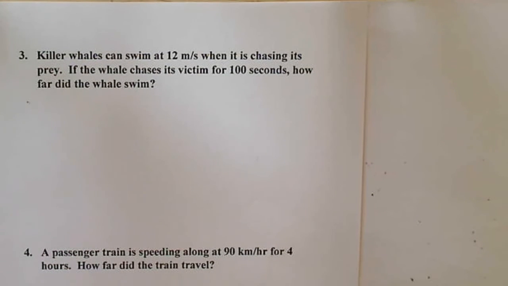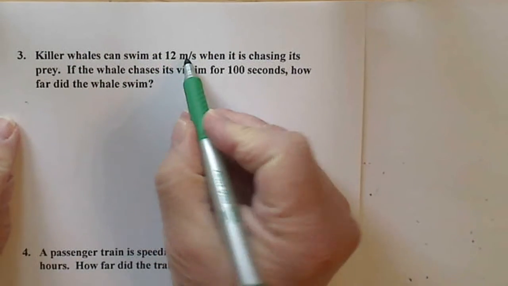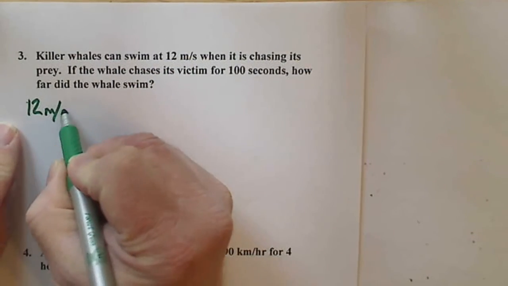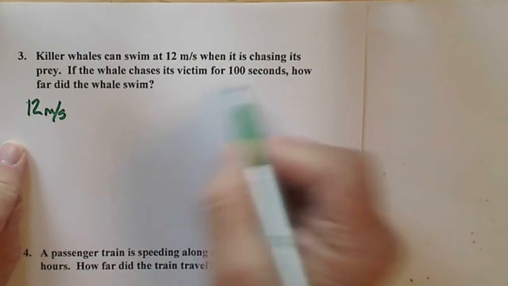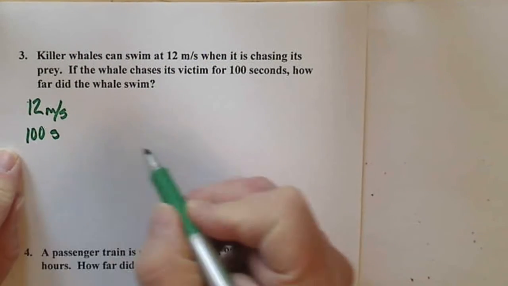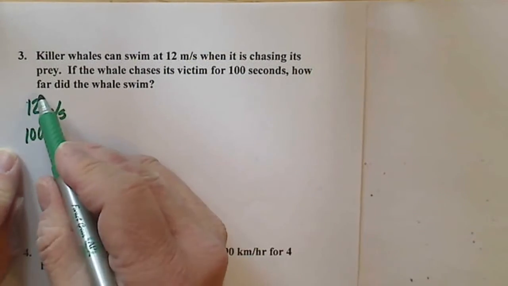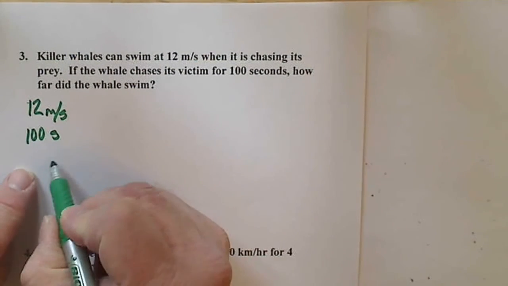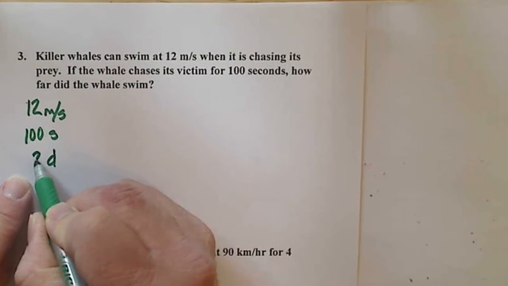Now, once again, I'm going to write down my numbers. I got 12 meters per second. Here's another number, 100 seconds. And what they're looking for, how far. So how far, that's how far away, how long, that's distance. They're looking for distance on this one.